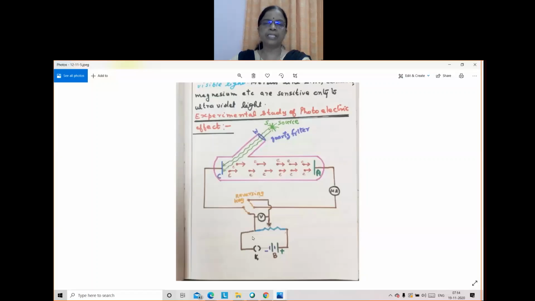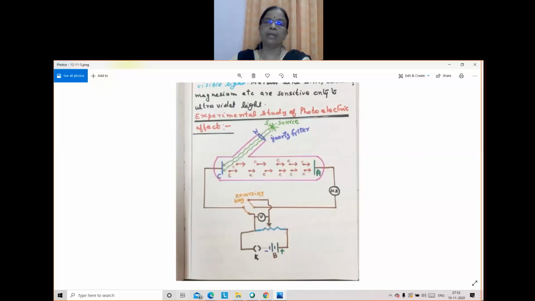And this is the potential divider arrangement, in order to change the potential. We are studying the experimental study of photoelectric effect. By varying the voltage, we are studying. By varying the intensity of light, we are studying photoelectric current. By varying the frequency of the radiation, we are studying. So, this is the experimental setup to study photoelectric effect. So, here first they studied with changing the intensity of light.